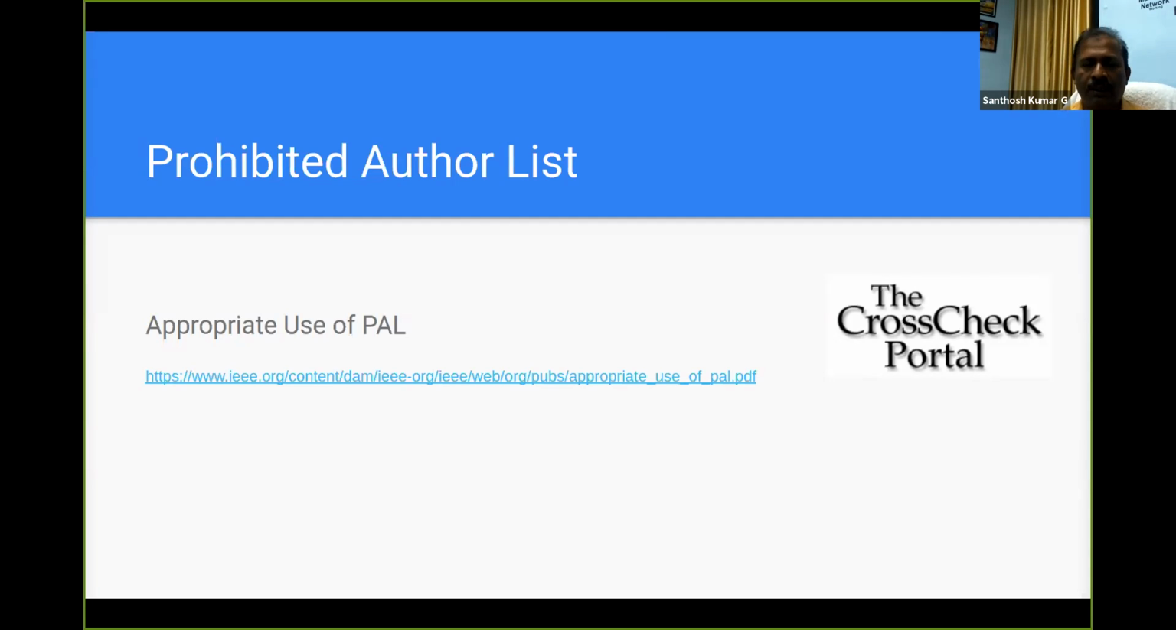IEEE gives you a versatile interface for that. You can even download it as an Excel sheet and see, or in the portal itself you can search and find out the name of the author or institutions where it is being listed.